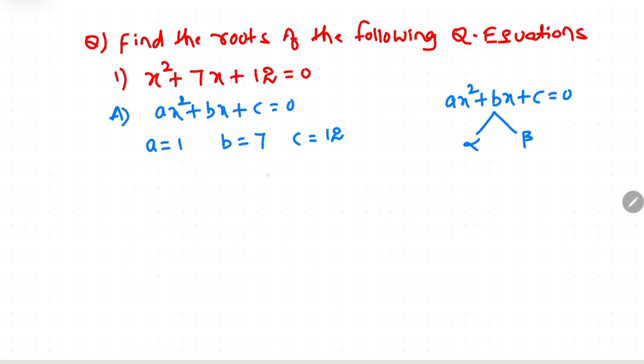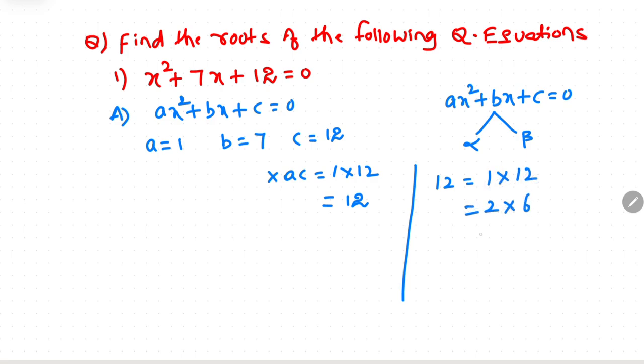Now multiply AC. So on multiplication, 1 into 12 we are getting 12, that is positive 12. So I am writing 12 factors here. 12 is equal to, we can write 1 12 ja 12, 2 6 ja 12, 3 4 ja 12. Similarly, we can get 4 3 ja, 6 2 ja, 12 1 ja.